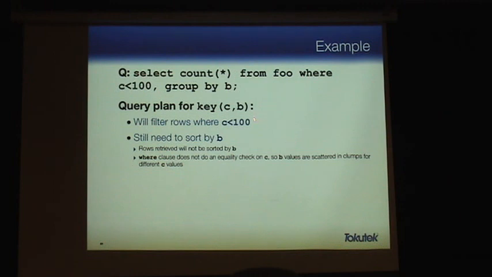Well, what's the query plan for C comma B? First we're going to filter the rows where C is less than 100, but you're still going to need to sort by the column B. You don't get what we had a couple of slides earlier where the resulting rows of B are going to be automatically sorted, so you can avoid that.